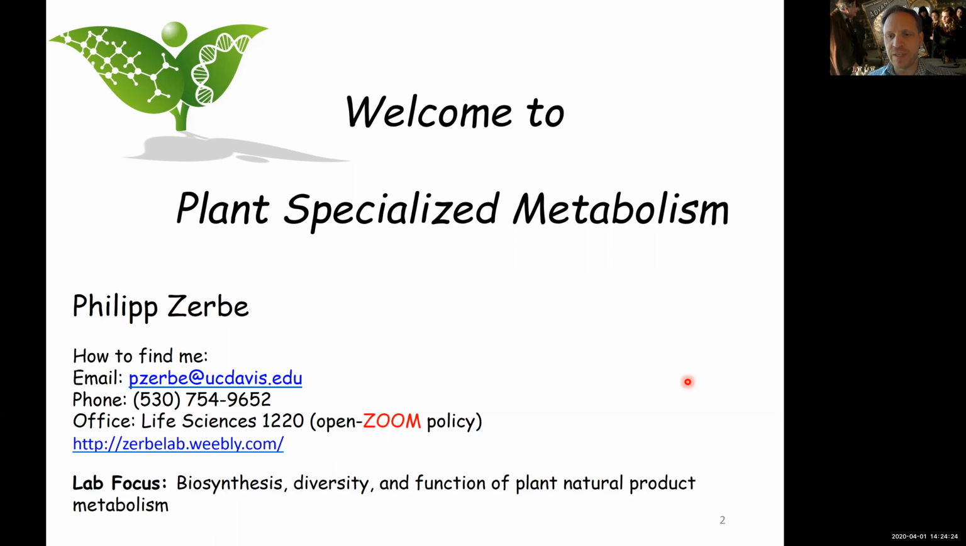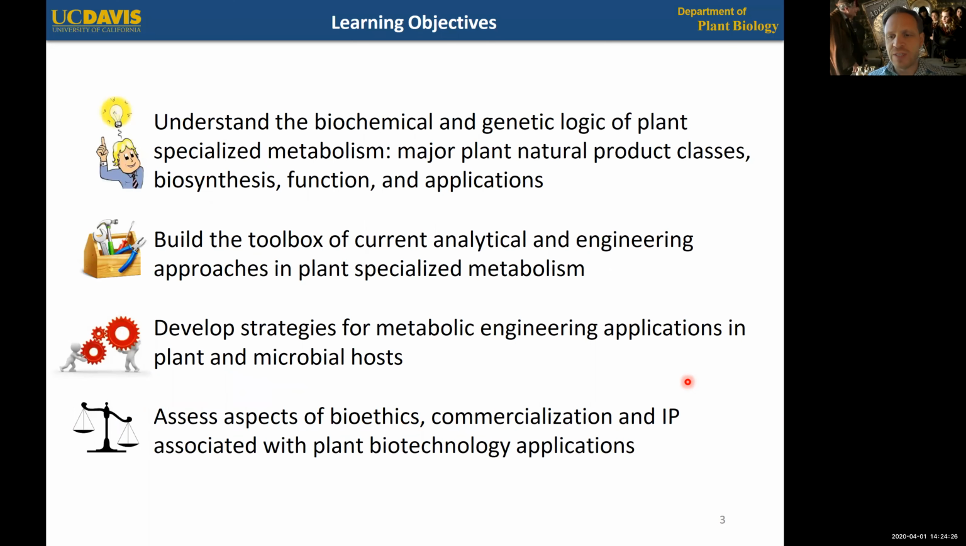Okay, so let's dive in. Mostly some of the course logistics. What I want you to get out of this class really is to gain an understanding of the biochemical and the genetic logic of plant specialized metabolism. So really looking at the major processes of how plant natural products are formed, their chemical diversity, their functional diversity, and how this relates to plant stress adaptation, for example, but also to a variety of industrial applications.